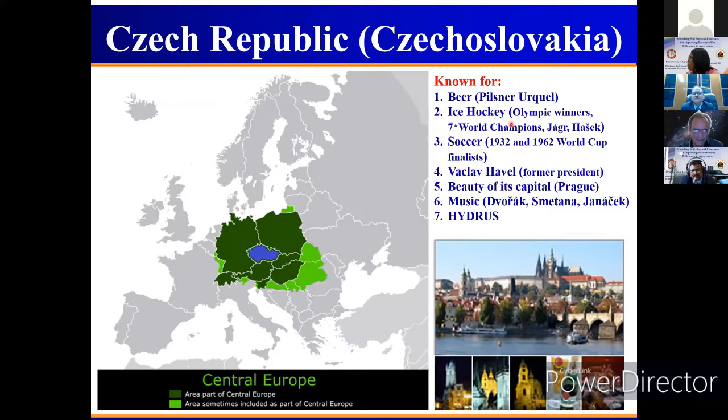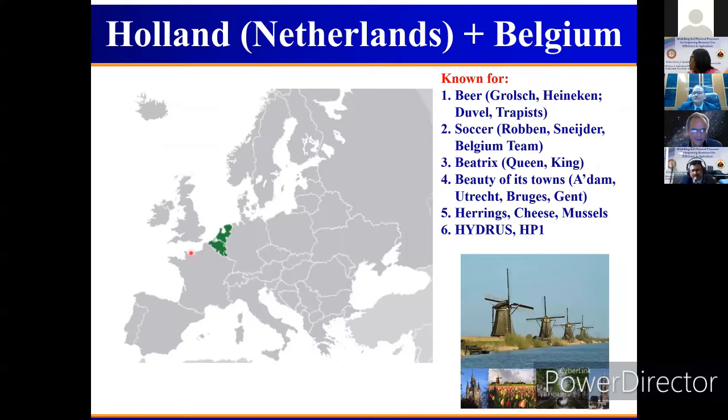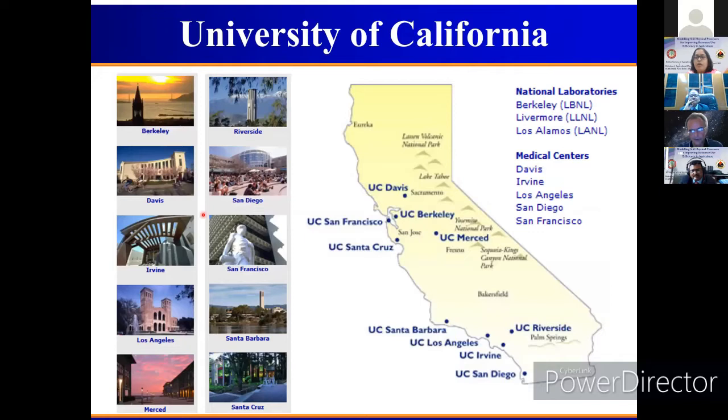And Rien van Genuchten comes from the Netherlands, and our other colleagues come from Belgium, such as Didier Jacques, who is developing HP1 modules. These two countries are in Western Europe, and they are both kingdoms, interestingly. And currently I'm working at the University of California, which is the largest public university in the US. It has 10 campuses all around the state, and University of California Riverside is right here.